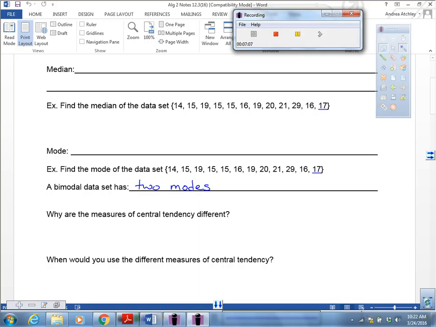Okay. So write down something like that, you guys. Also, the range could also have an issue with your measures of central tendency. Mode is most.